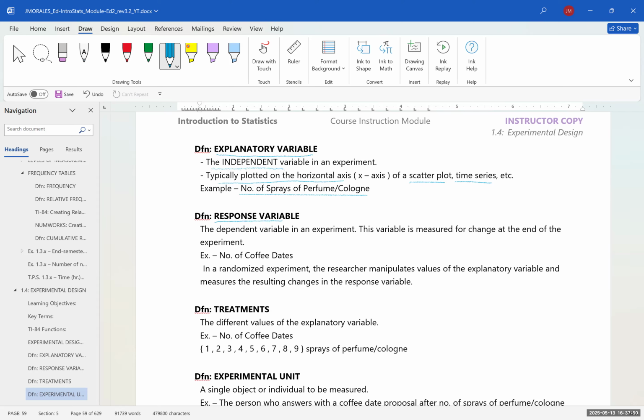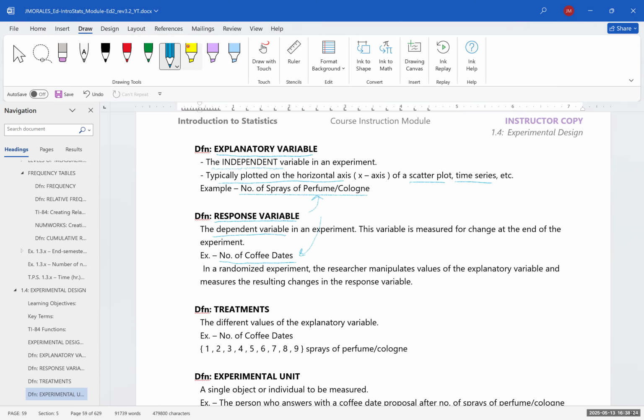The next is the response variable. This is a dependent variable in an experiment. This variable is measured for change at the end of an experiment. So an example of the response variable would be the number of coffee dates. So the independent variable would have been the number of sprays or spritzes of perfume and cologne, and then the resulting number of coffee dates would be the response variable.